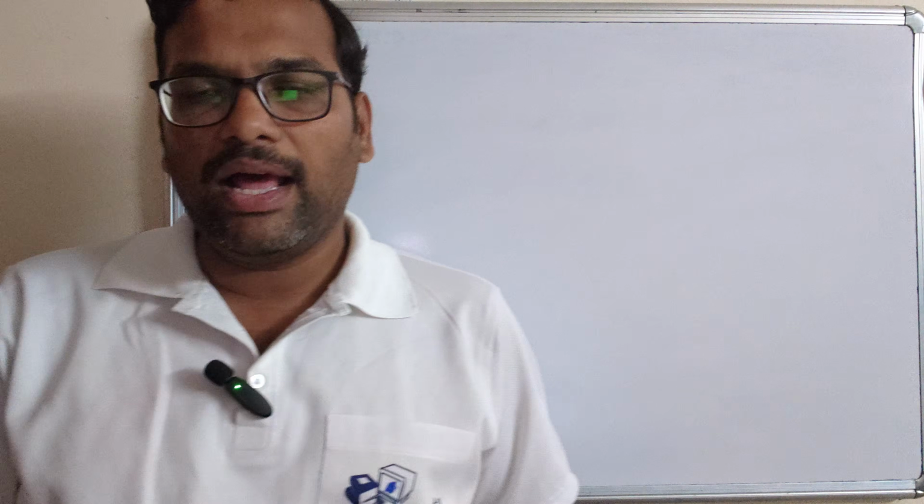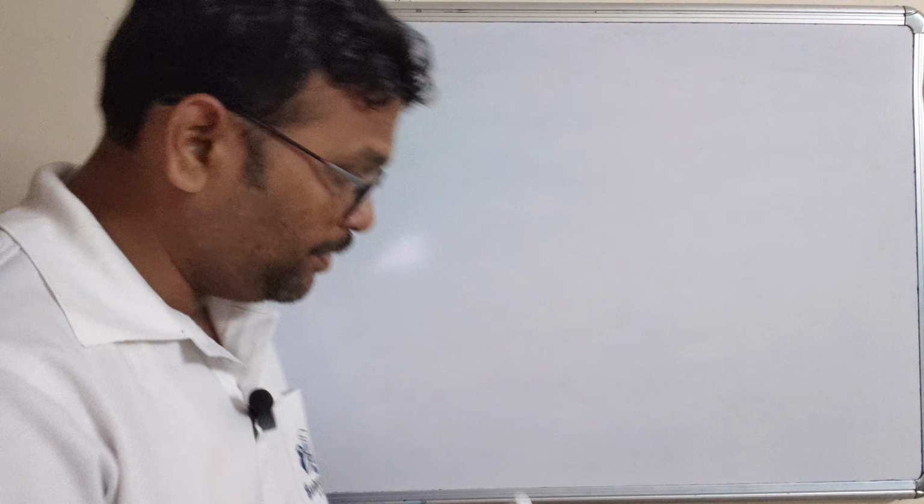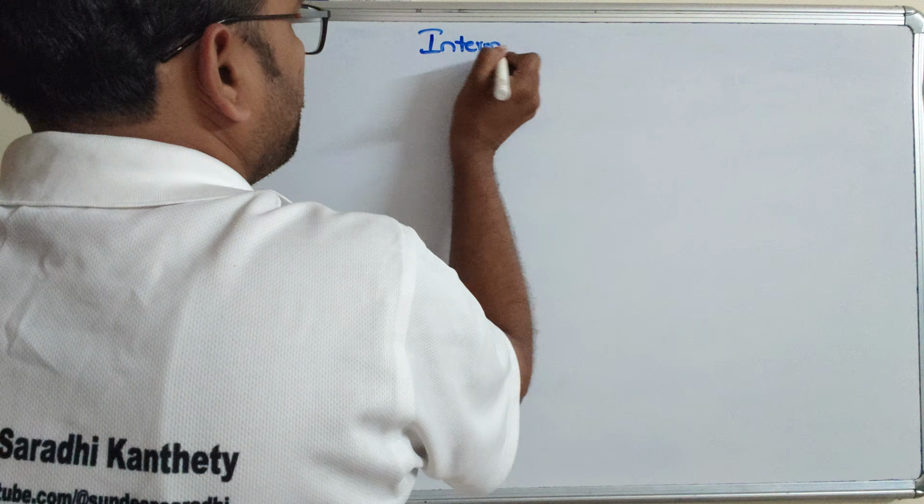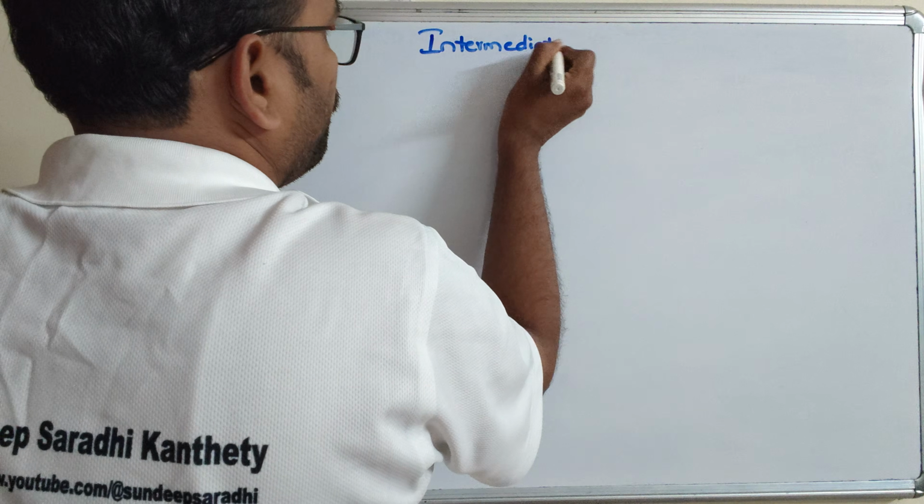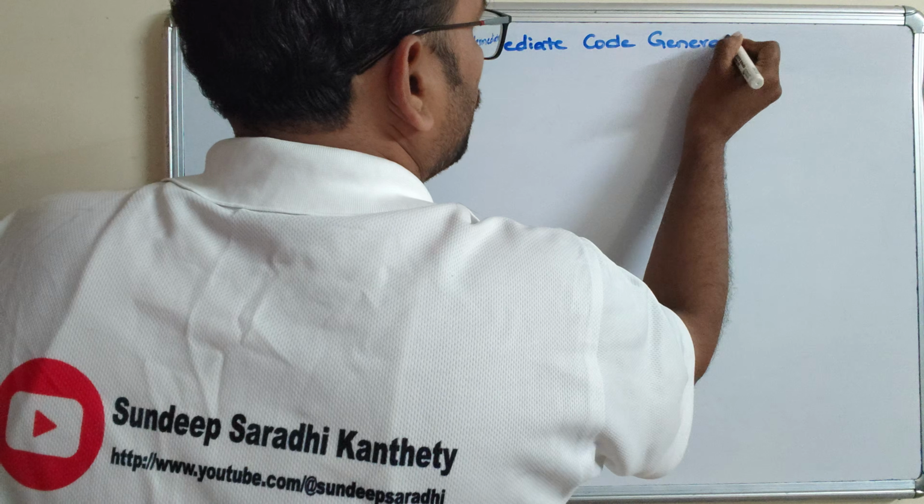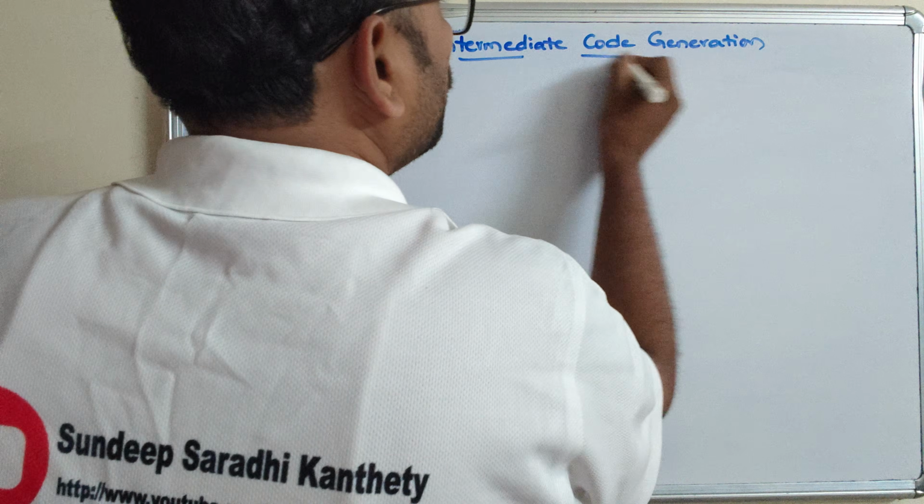So in today's session we'll see one more concept in compiler design. In our last session we saw how to construct the syntax tree, and today we'll see the fourth phase of a compiler, which is intermediate code generation. In today's session we'll see the introduction to the fourth phase of a compiler.